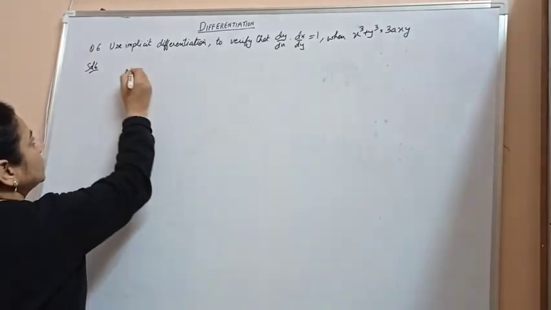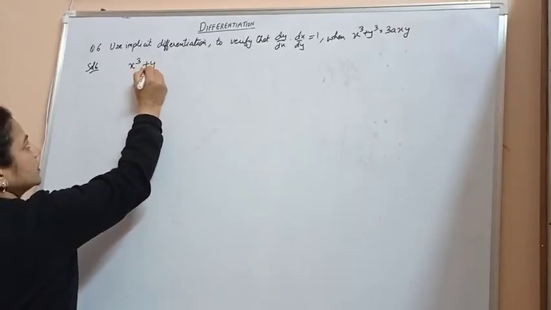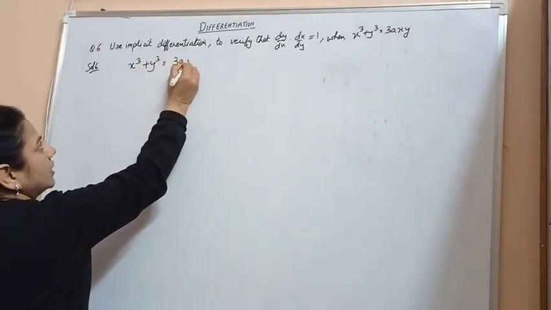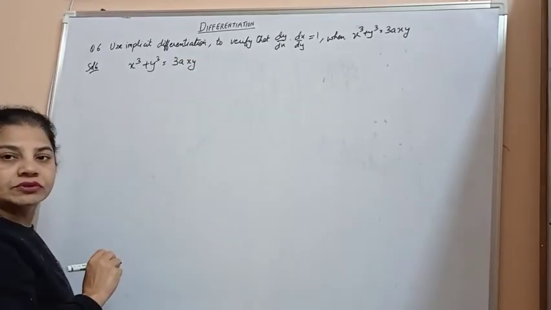As the function is given to us as x cube plus y cube is equal to 3axy, differentiate both sides with respect to x.